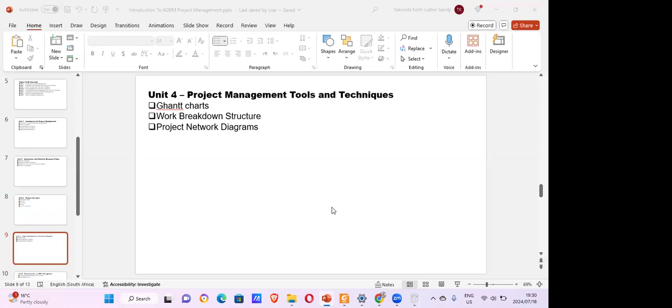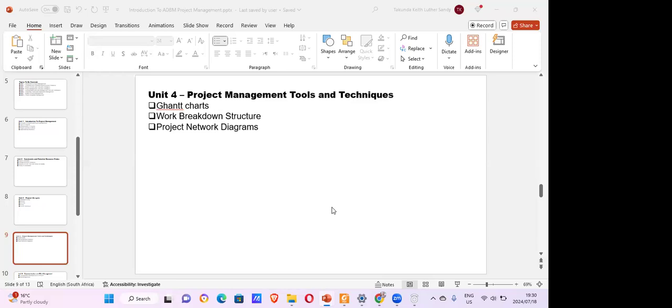So we are going to look at the Gantt charts. All right. Those charts that show the activities against their durations, right? When you talk about durations, we're talking about the timeline of activities that you'll be doing in your project. Okay, we're going to look at the work breakdown structure, how we break down work packets or work activities into smaller, more manageable tasks.